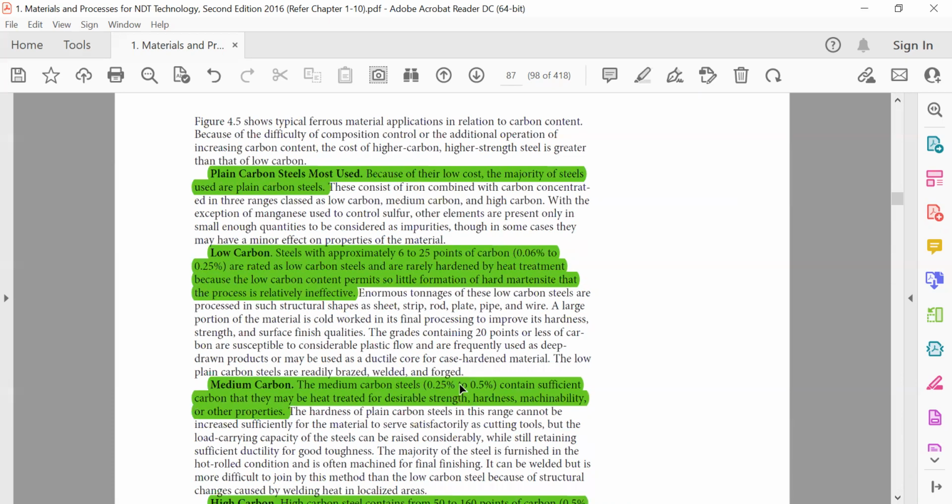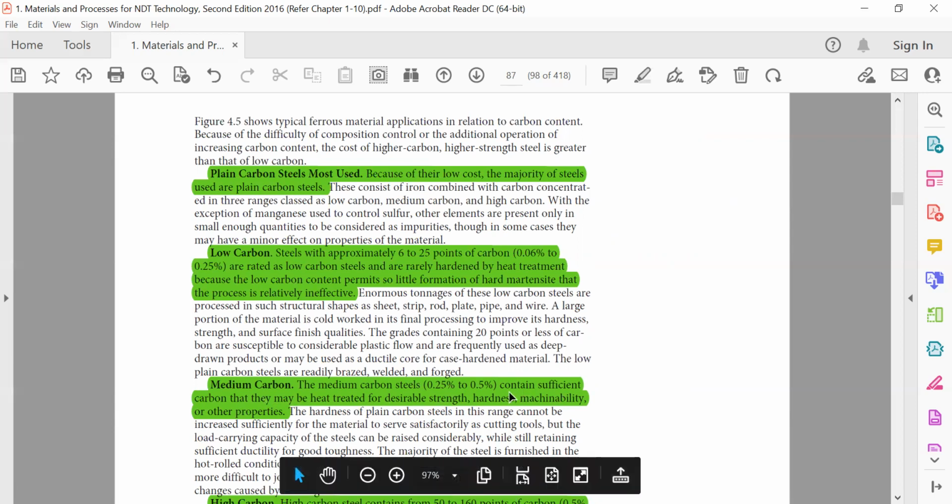Medium carbon steel. The medium carbon steel contains 0.25% to 0.5% carbon, that is 25 points to 50 points. It contains sufficient carbon that it may be heat treated for desirable strength, hardness, machinability, and other properties.